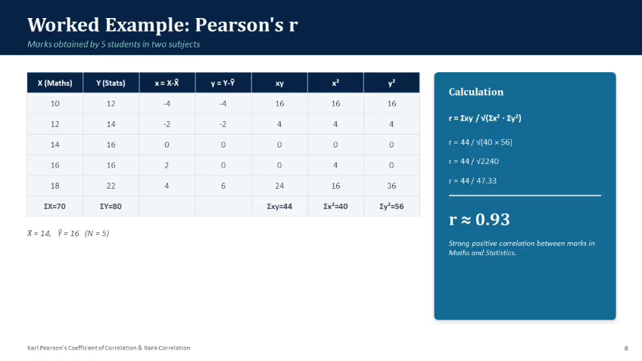Finally, we have to calculate small y square, which is the square of the fourth column elements, that is minus 4 into minus 4 equal to 16. Minus 2 into minus 2 becomes 4 and goes on. Now we have to calculate r, that is equal to summation of xy divided by root over summation x square into summation y square, which gives probably the answer 0.93, which indicates strong positive correlation between marks in mathematics and statistics.